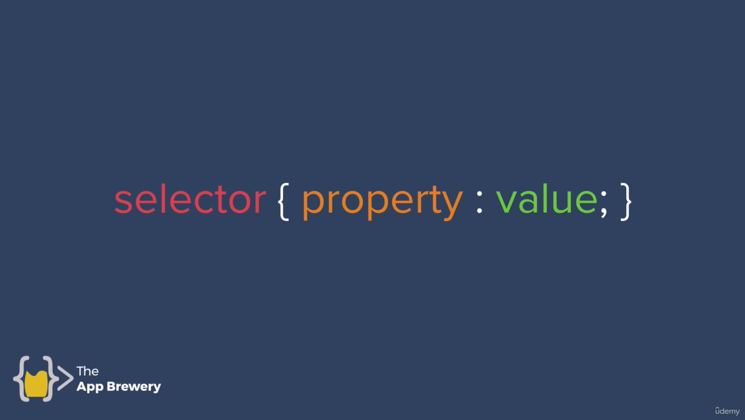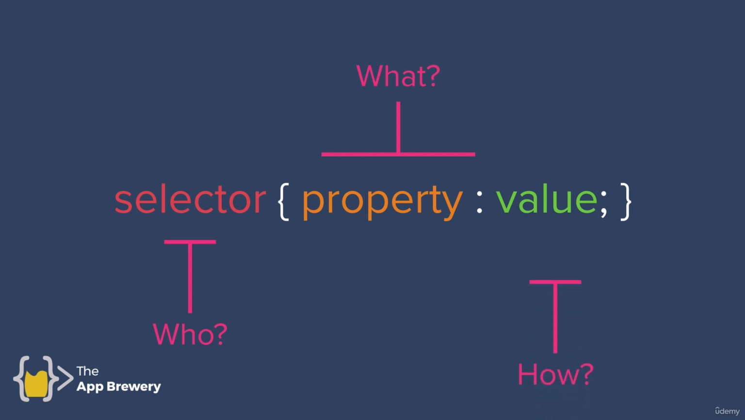Essentially, the selector is basically just the who. So who is it that you want to modify in your web page? Is it the H1? Is it the paragraph tags? Is it the image tags? Whose style do you want to change? And the next part is the property, and this is the what. What about that H1 do you want to change? Is it the background color? Is it the text color? Is it its position? And finally, we've got the value, and that is the how.